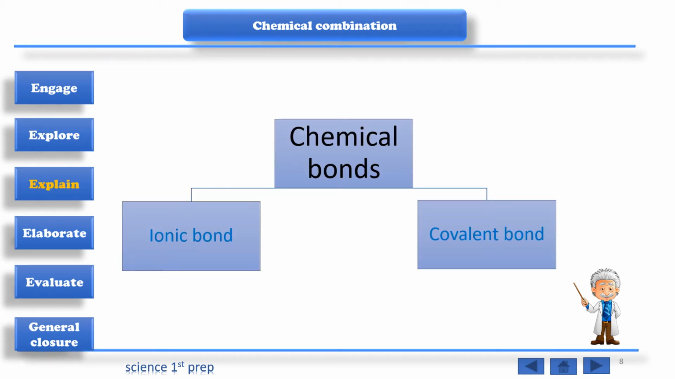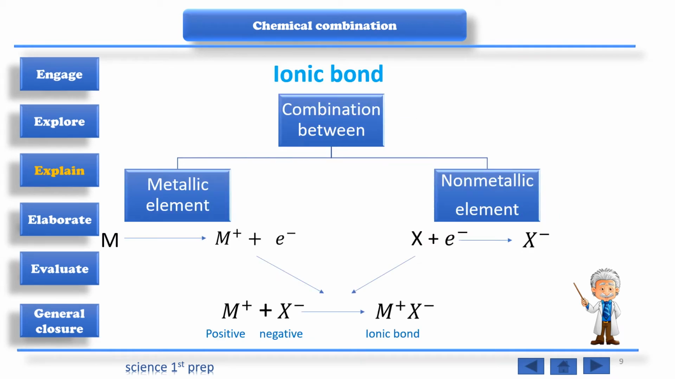Chemical bonds generally are classified into ionic bond and covalent bond. We have two types, okay? Ionic bond is a combination between a metallic element, or positive ion, like sodium, 2, 8, 1. Here it loses one electron and becomes a positive ion, as we can see.